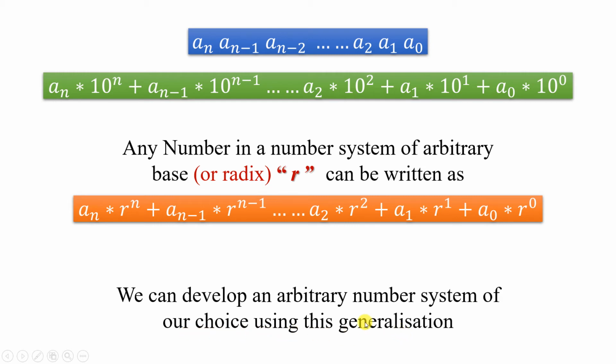You can take r equal to 2, you can take r equal to 5, you can take r equal to 10, whatever number you like, and you develop a new number system. So for the understanding of digital electronics, we will go to a number system which is called the binary number system, which represents as zeros and ones.